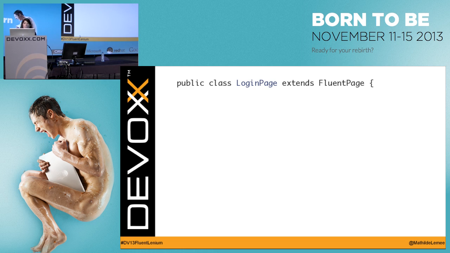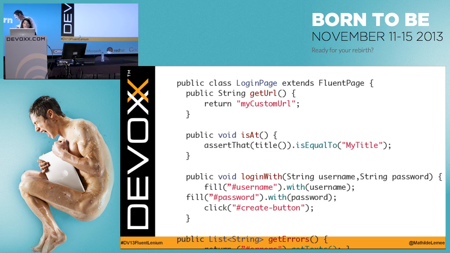So let's see some examples to be more precise. As I said, you extend a Fluent page. You can provide a get URL. Here, depending on the use case, I just chose to do an assert on the title, which is enough. If I've got the right title, I suppose I'm on the right page.